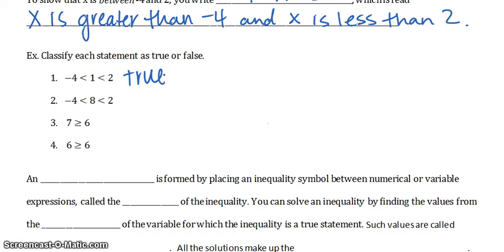This next one says -4 is less than 8. That's true. 8 is less than 2. That part is not true, so that is false, because one part of it is false. It's all false.